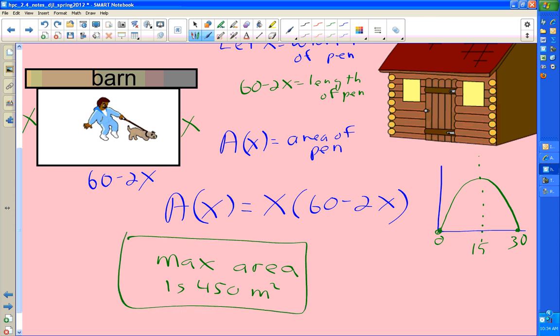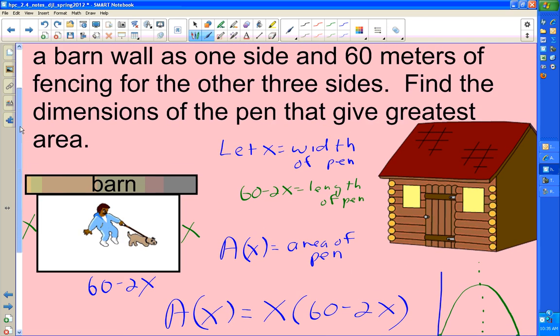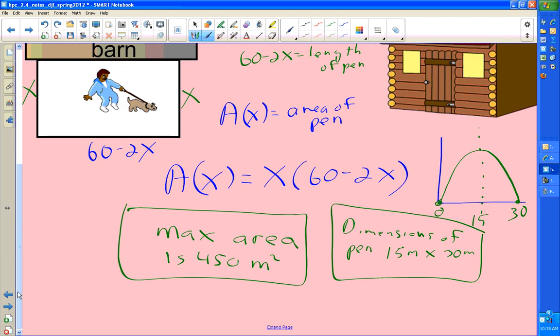Okay. What are the dimensions of the pen? 15 meters by 30 meters. Now, what did they ask? What did they actually ask us to find? Find the dimensions that give the greatest area. So the dimensions would be 15 meters by 30 meters.